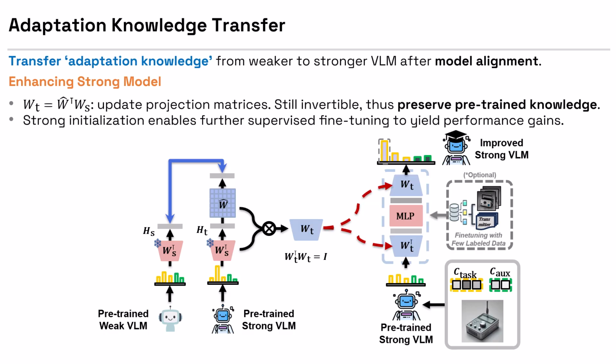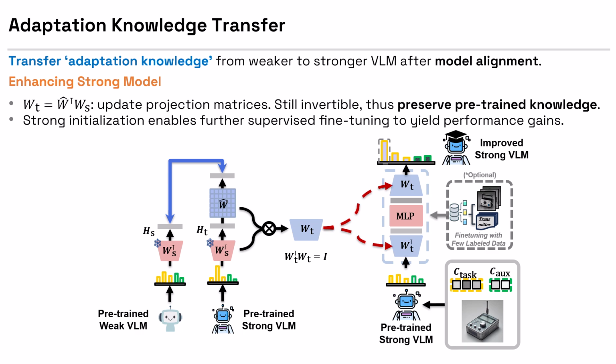After the alignment, we transfer the adapter by updating the projection matrices. Specifically, the projection matrices of the target model are updated by multiplying the learned mapping matrix with the weak model's projection matrices. The resulting projection matrices still remain immutable, which allows us to preserve the pre-trained knowledge of the strong model while injecting domain-specific adaptation knowledge. With this strong initialization, additional performance gains can be achieved through supervised fine-tuning, fully exploiting the capacity of TransMiter at minimal additional training cost.